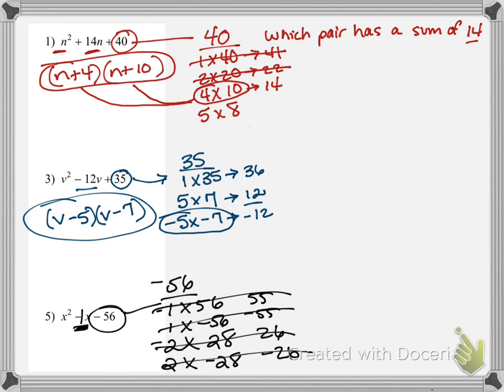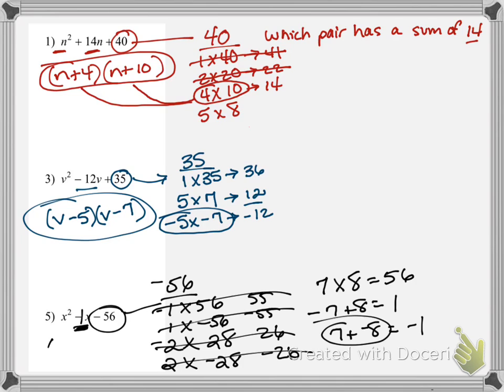If you go down the list, you'll find that 7 times 8 will get you 56. So which one do I make negative? Well, let's see. If 7 is negative, we get +1. And if 8's negative, we get -1. So that means 7 and -8 is the combination we want. So we're going to say x plus 7 and x minus 8. So that's our factored form of this trinomial.